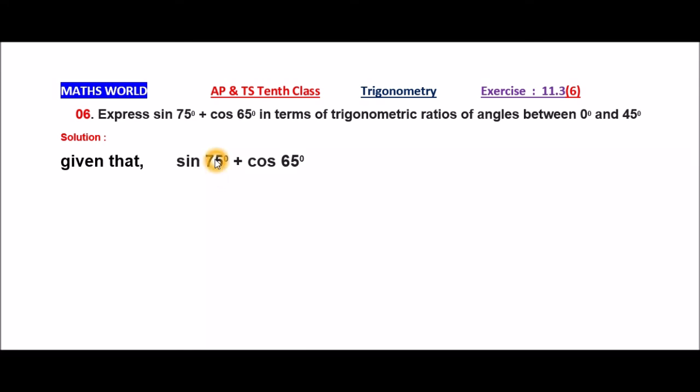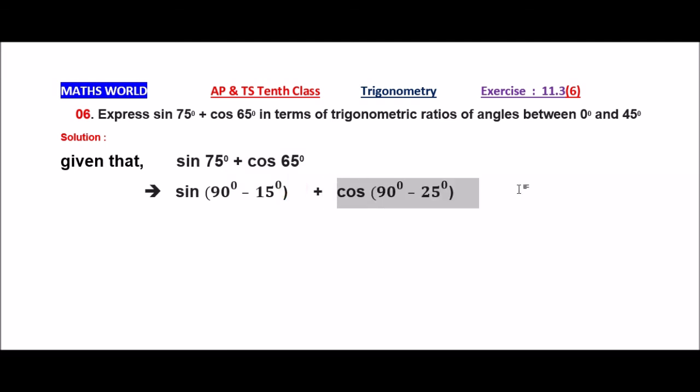So this 75 degrees and this 65 degrees are not in between 0 and 45 degrees. They are greater than 45 degrees. So we have to express it. First, 75 using 90 degrees I can change. So 75 degrees, I can write as 90 minus 15 degrees. That implies sin (90 minus 15) degrees, since 90 minus 15 is nothing but 75. Plus I can write 65 degrees as 90 minus 25 degrees.